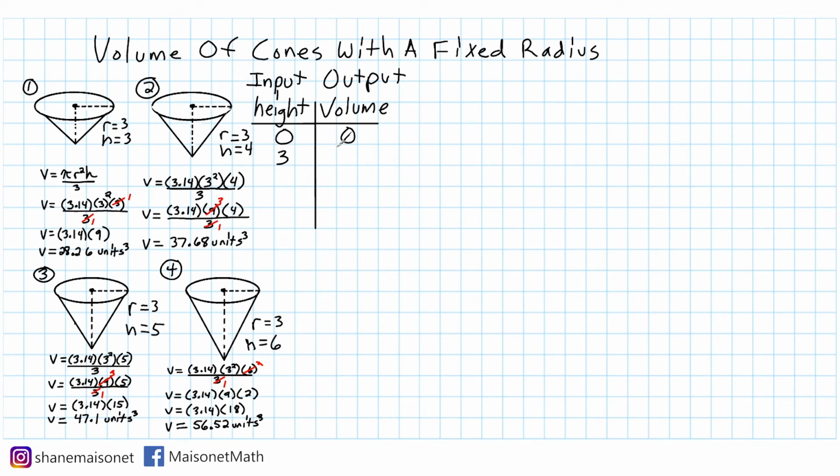And we ended up getting a volume of 28.26, okay? And our next input was 4 for a height, and that ended up giving us an output of 37.68. And our next height was 5, and that gave us a volume of 47.1. And the last one we did was an input of 6 that gave us a volume of 56.52.